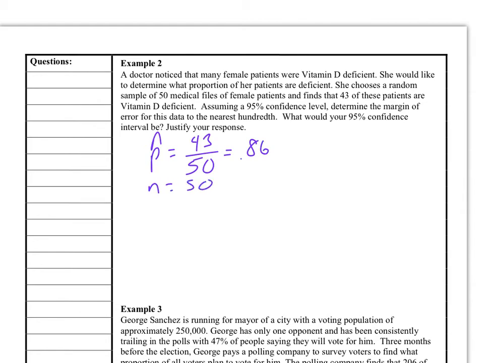Assuming a 95% confidence level, determine the margin of error for this data to the nearest hundredth, and what would your 95% confidence interval be? So it's asking it slightly different than some of the other questions, but that's all right.